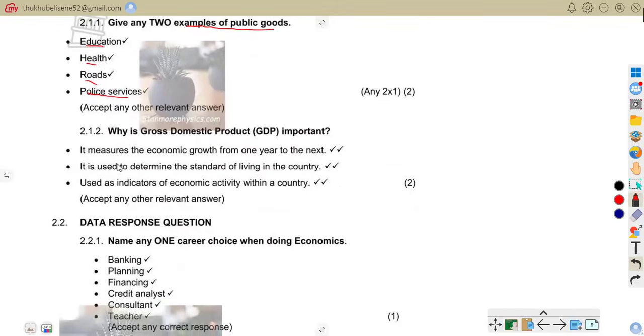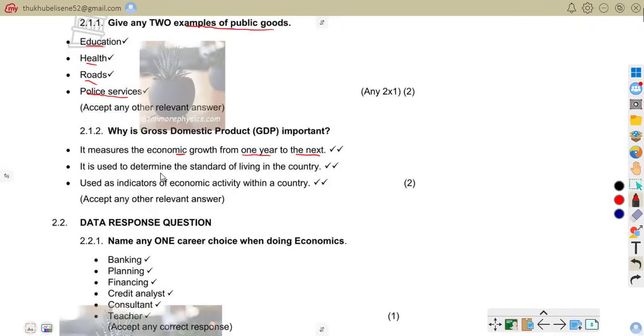So the answers for gross domestic product. Why is it important? It measures the economic growth from one year to the next. Meaning to say, GDP shows whether a country is producing more goods or services compared to previous year. That is why we say it measures the economic growth from one year to the next. Hope you're together.